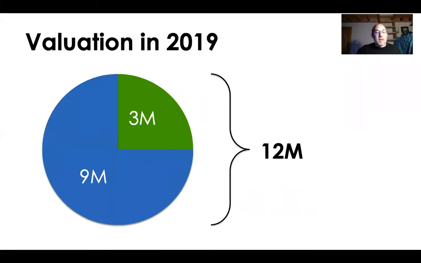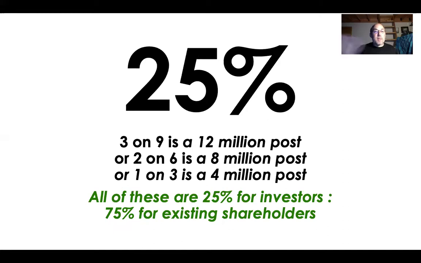And so again, here's how that math works. If it was 3 on 9, the total pie is worth 12, right? 3 is the small piece that the investor's buying. 9 is the piece that the other shareholders own. So you should be able to do this math in your head if you're an experienced angel or VC. So if the price of money is 25%, this is the other way to think of it: what does money go for right now?